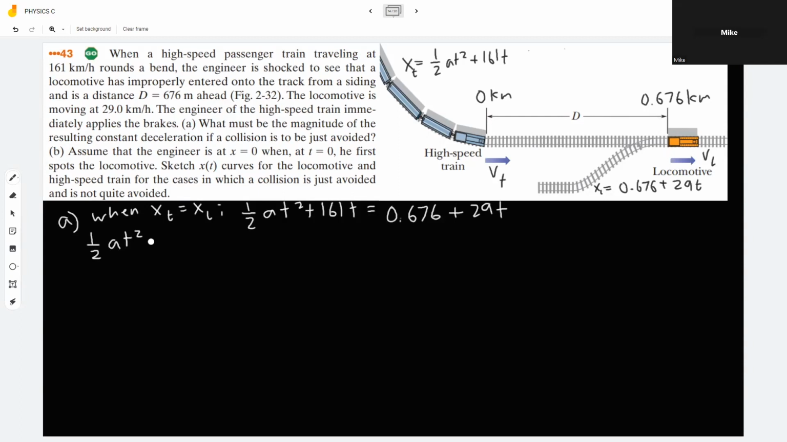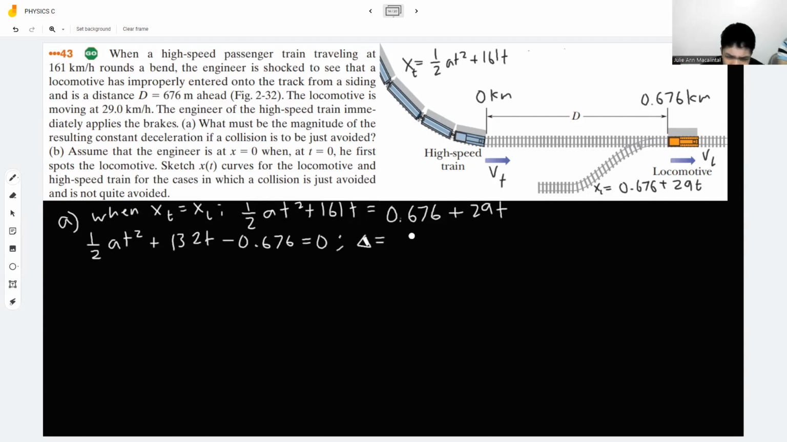So, the quadratic equation becomes 1/2 a t squared plus 2 times 161 minus 29 t minus 2 times 0.676 equals 0. So 161 minus 29, 132 times 2.